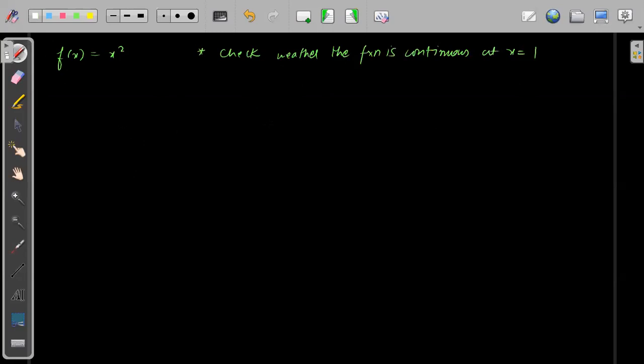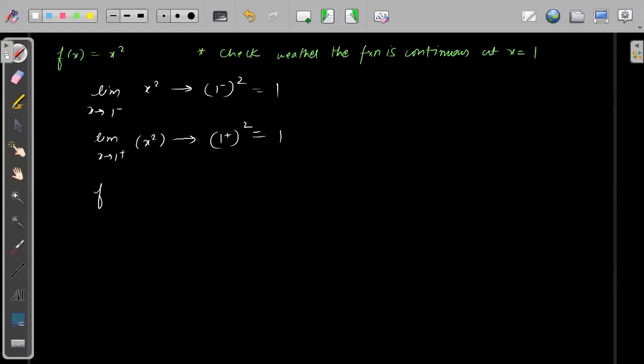By simply using this concept, I will take limit x tending to 1 minus of x square. I will simply substitute 1 minus whole square, so this is approximately equals to 1. Limit x tending to 1 plus x square will be 1 plus whole square, this will also be tending to 1, and f of 1 is 1. So that means left hand limit, right hand limit both are equal.